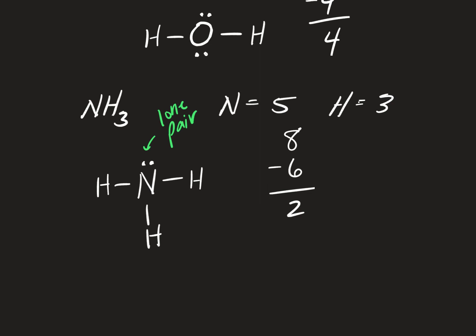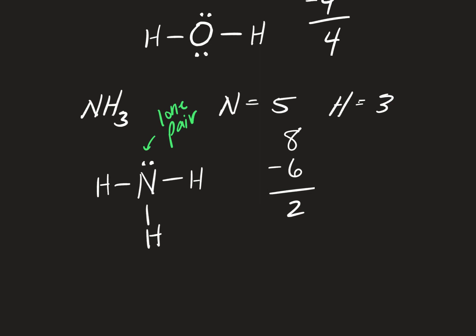Now, let's take a look at, did we create octets all the way around? 2 around hydrogen, yes. 2 around hydrogen, yes. 2 around hydrogen, yes. What about this: 1, 2, 3, 4, 5, 6, 7, 8 around nitrogen? That is an octet around nitrogen. That is the noble gas configuration of neon. Okay, so we've got the answer. That is the Lewis dot structure for ammonia.